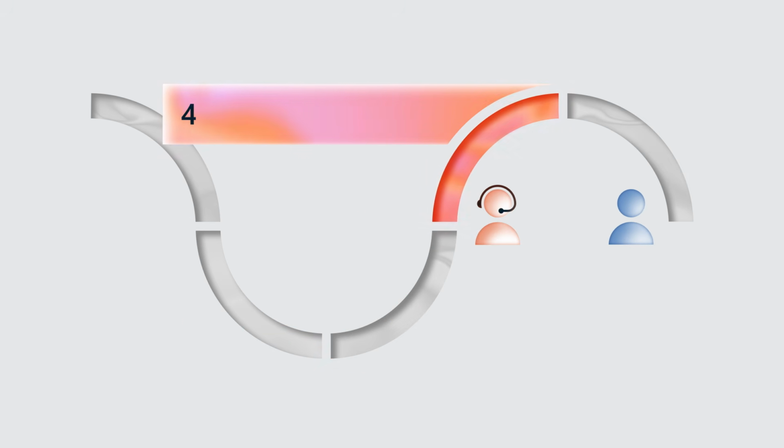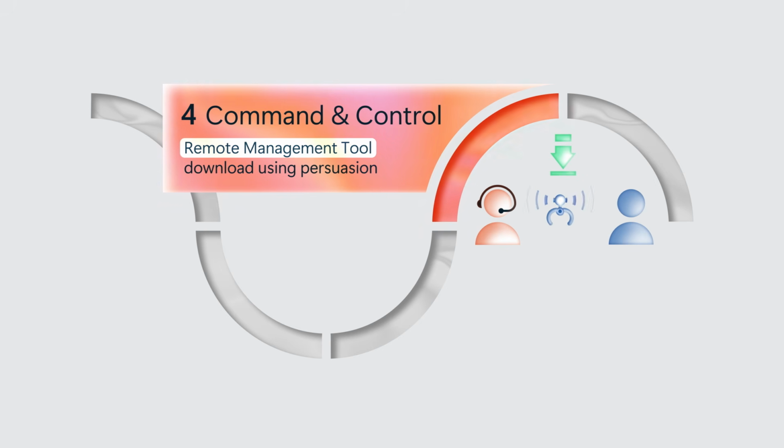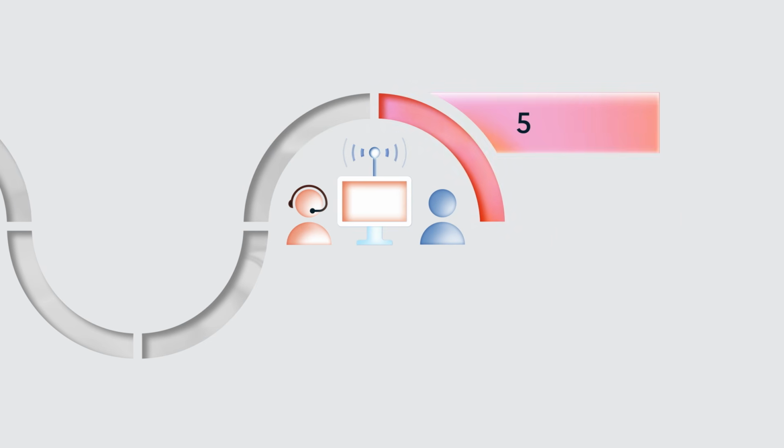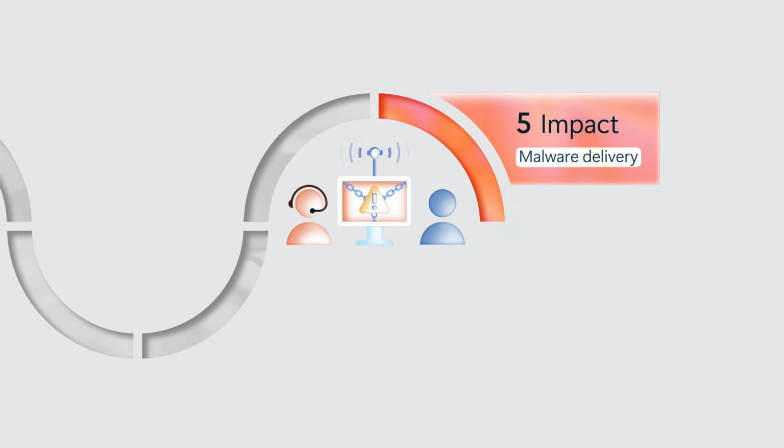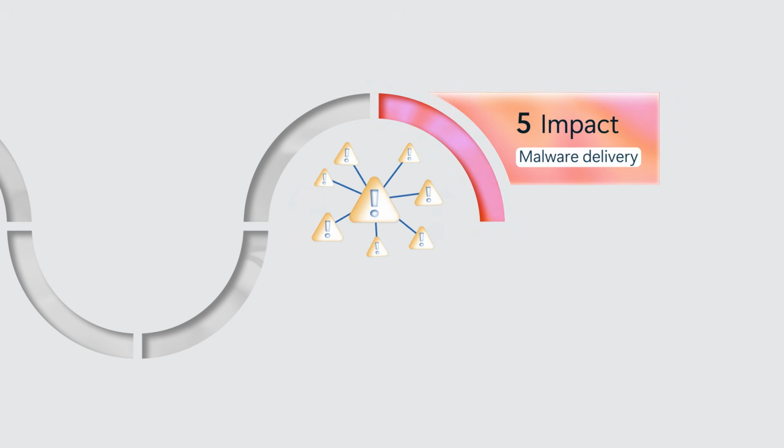The next step is the command and control phase. Here is where the attacker will try to convince the victim to download a remote monitoring and management tool, which is then used to gain control of the victim's device and allows the attacker to establish persistence in the victim's environment. The fifth and final step of this mixed mode attack is the impact phase. This is where the attacker delivers malware to the victim's device from the control they gained in the previous step. Once malware is on the victim's device, any number of bad things can happen. This is what we want to prevent.